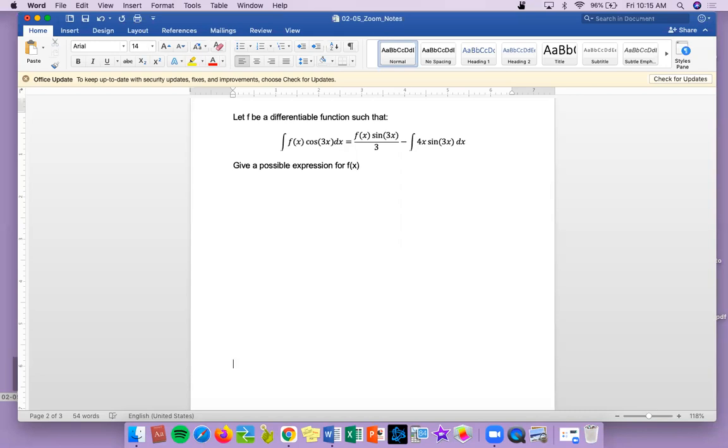Don't forget, there are also videos that are due that coincide with these topic questions. Anyway, in your topic questions, you might see one that looks something like this, and it is literally worded just like that. Let f be a differentiable function such that the integral of f of x times the cosine of 3x dx is, and then they have f of x, the sine of 3x over 3 minus the integral of f of x sine of 3x dx. Give a possible expression for f of x.